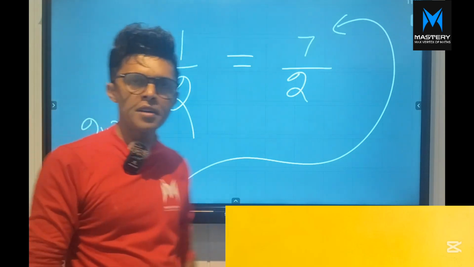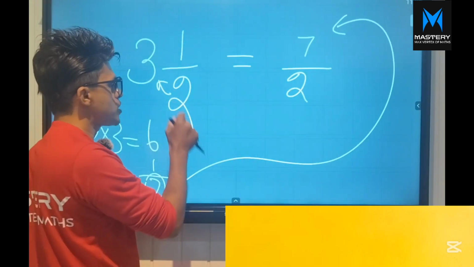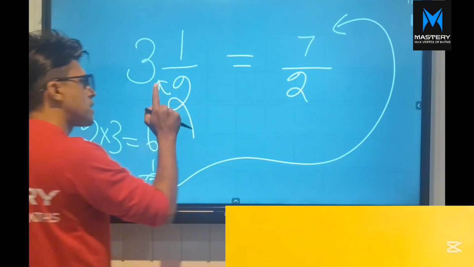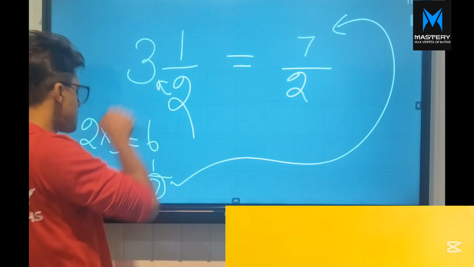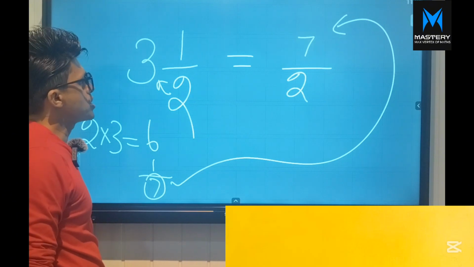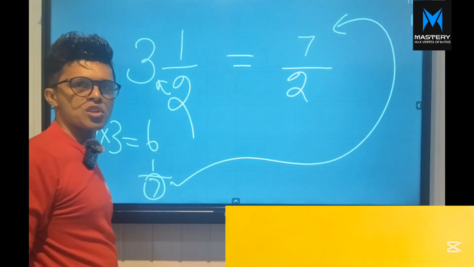How do you do this one? The denominator does not change, which means this value needs to be written here. So here 2, but how did we get this 7 here? 2 times 3 is 6, and this 1 is added here. Then 6 plus 1 is 7. So the answer is 7 over 2. The mixed number's related improper fraction is 7 over 2.